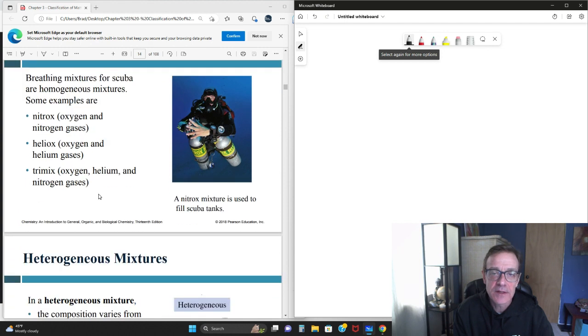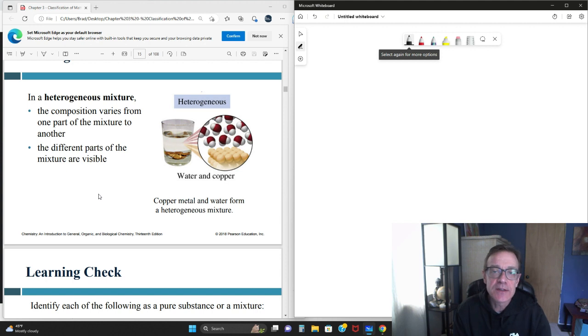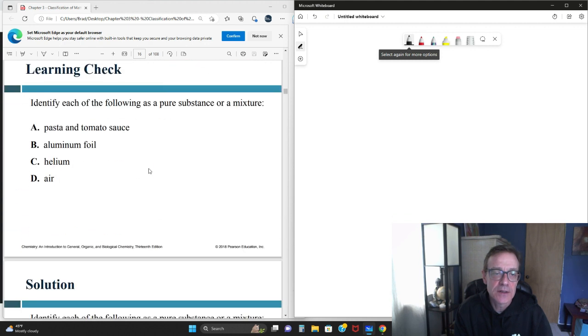That's it for homogeneous mixtures. Heterogeneous mixtures are things that are easily separated out, such as putting copper in a glass of water, giving you a heterogeneous mixture of copper and water. Okay, let's see. Can someone tell me, is aluminum a pure substance or a mixture? Aluminum foil.